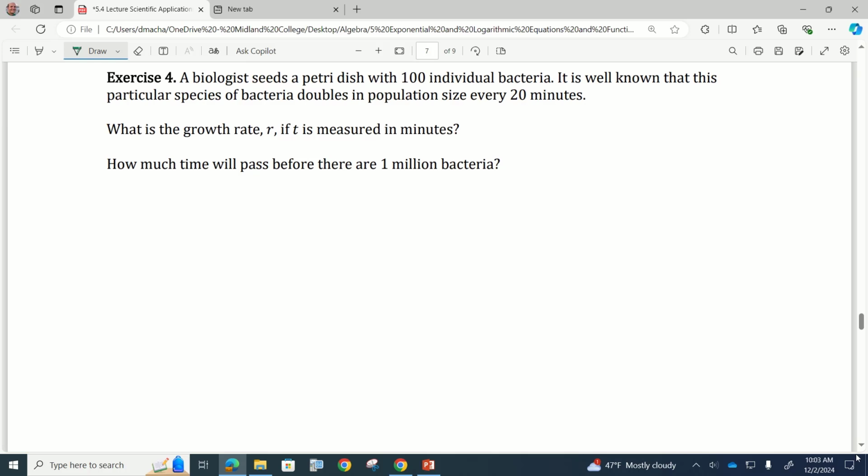Okay, similar question, slightly different. Says that a biologist has a petri dish, and a petri dish is just a little glass dish where you put in a kind of a jelly, kind of a gelatin type solution with a lot of sugar and a lot of protein so that the bacteria can eat it and grow really fast. And so if you have a petri dish and you add 100 bacteria to it, and maybe you know from previous experiments that this doubles every 20 minutes, what would be the growth rate?